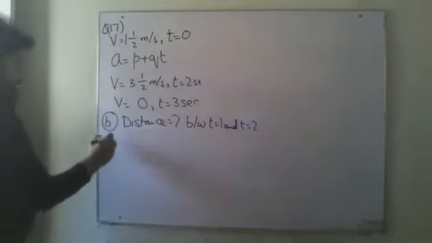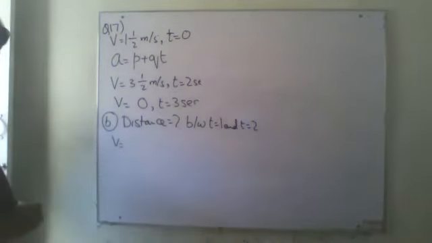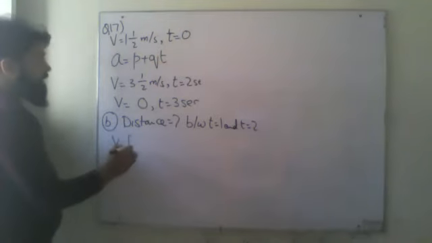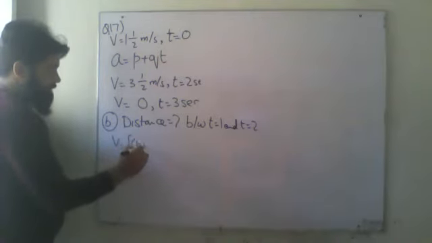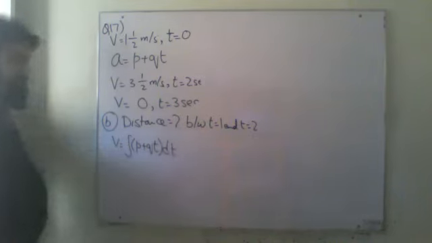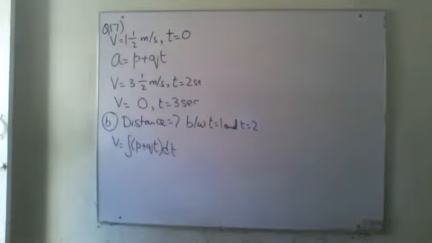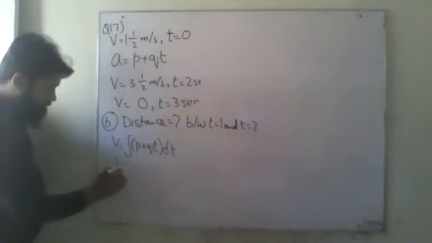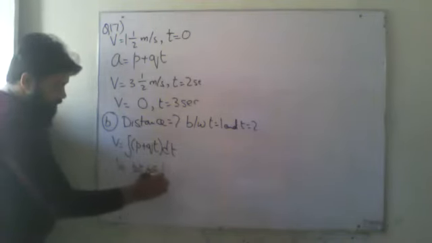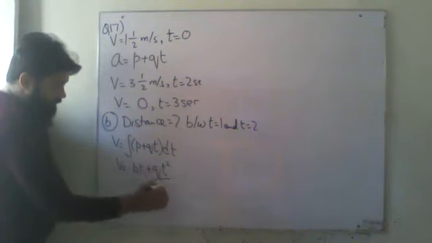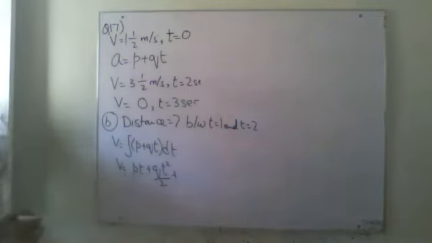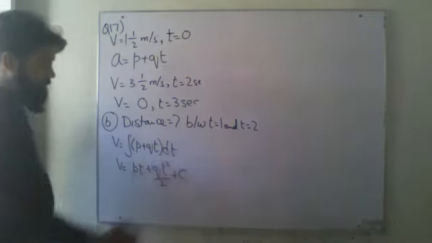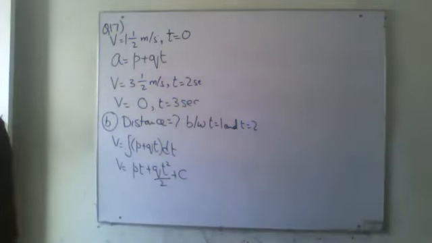First of all, velocity equals what? Integral of P plus Qt with respect to time. So this will become Pt plus Qt squared over 2 plus C. Okay, that's the first thing I have got.